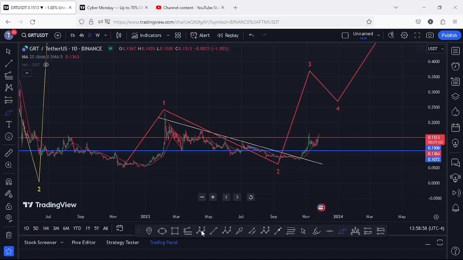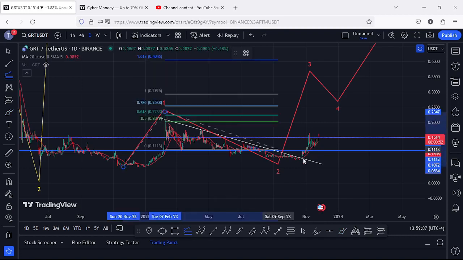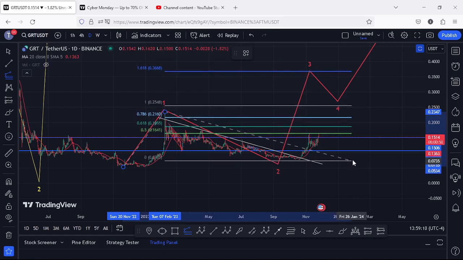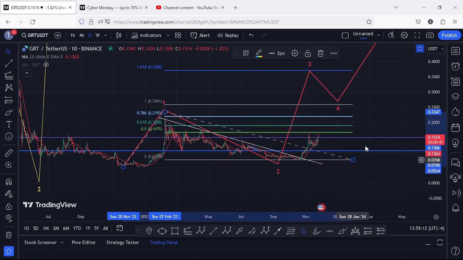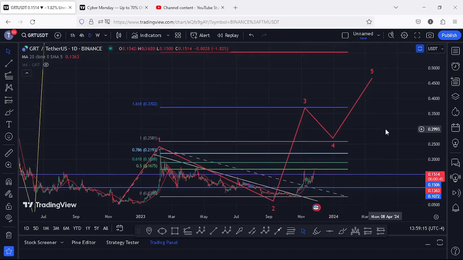The minimum target areas for the third wave can be given by connecting the trend-based Fibonacci from the low of the first wave to the high of that wave 1, then dragging the fibs to the low of the second wave, giving me a minimum target area for the third wave at the fib level 1.618, and that is above the $0.37 mark, which is the minimum that we can expect that wave 3 to do to the upside. So that is what I'm watching out for on the short term and also on the long term here on the GRT chart.